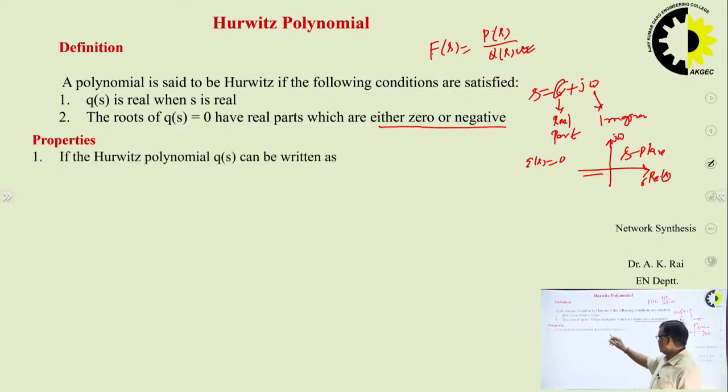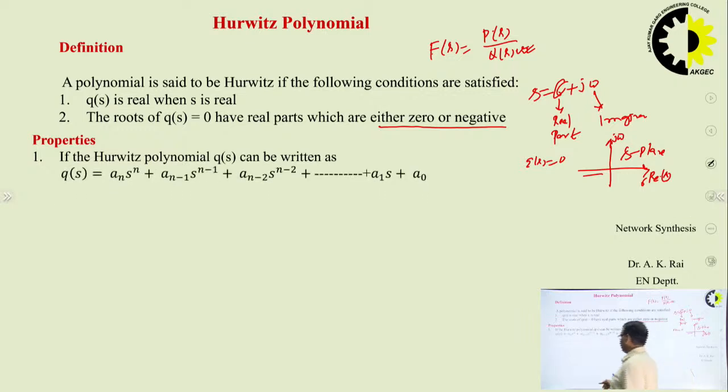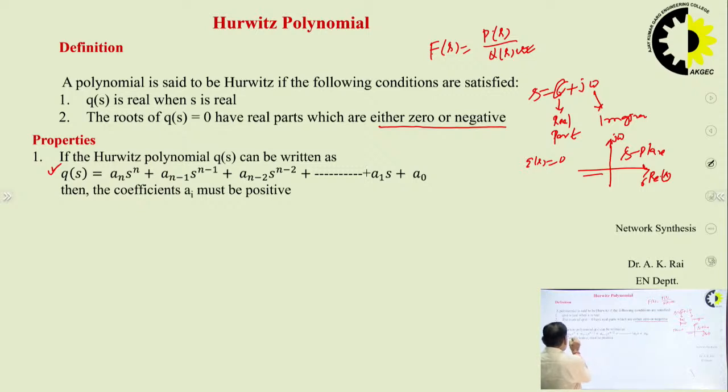If the Hurwitz polynomial can be written as, you can see, it is nothing but the denominator polynomial of a network function we have taken. These are the coefficients a_n minus 1 up to a1, a0. These coefficients must be positive. This is the first property: a0, a1 up to an must be positive.